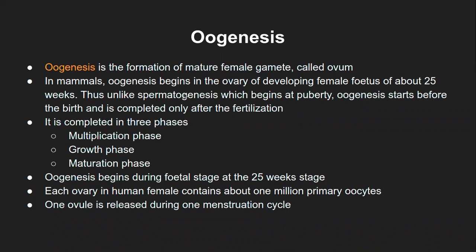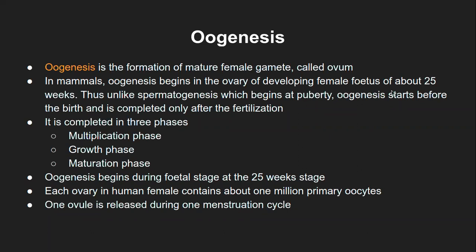Now in mammals, oogenesis begins in the ovary of a developing female fetus. We usually assume that the ovum is produced and secreted only after puberty. That is not the case. Sperms in males will obviously get synthesized and secreted after puberty. But in females, that is not the case.